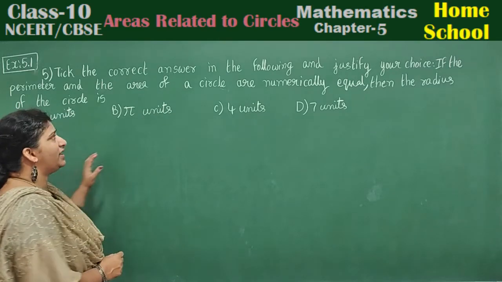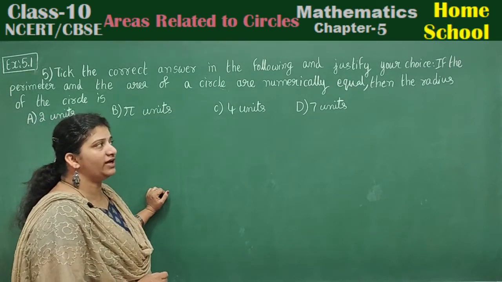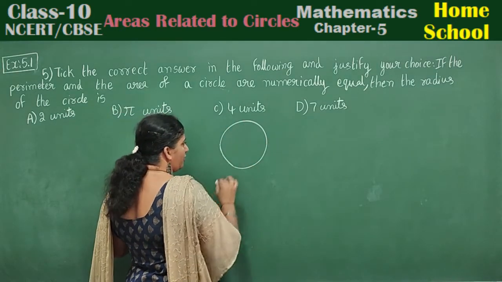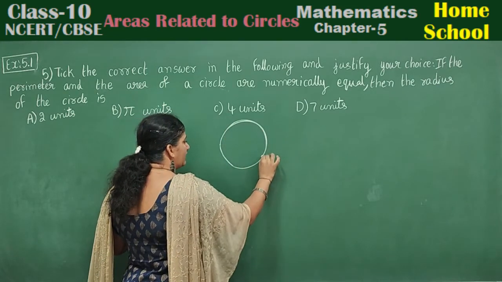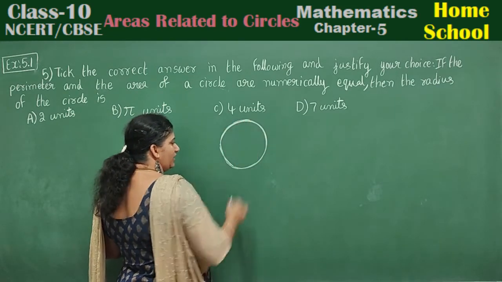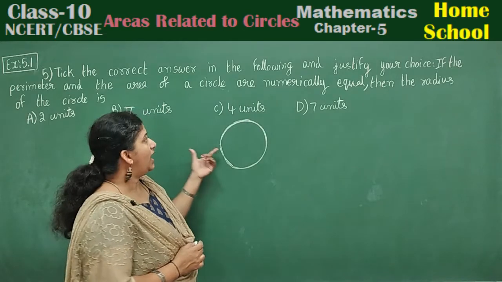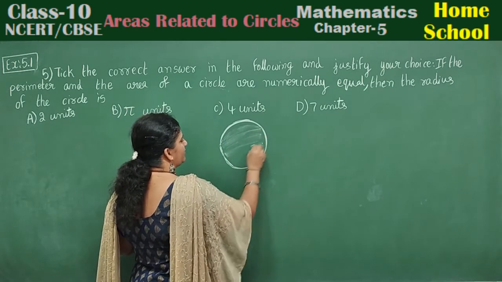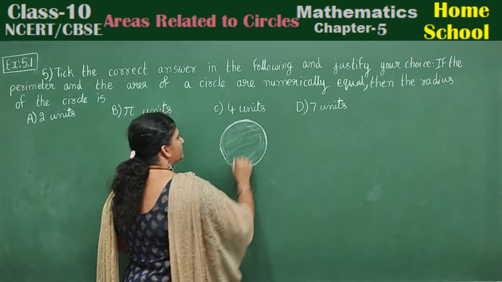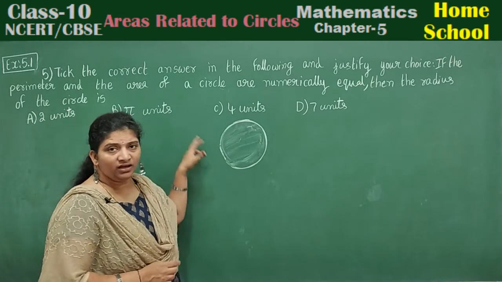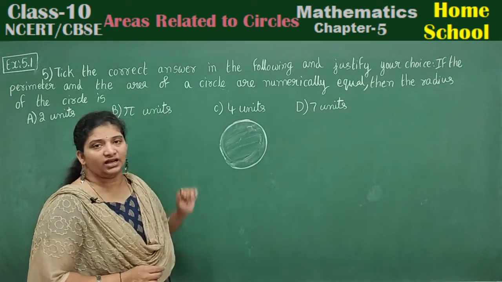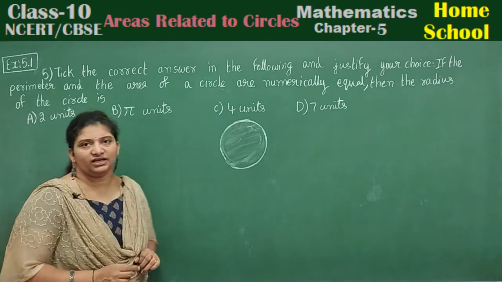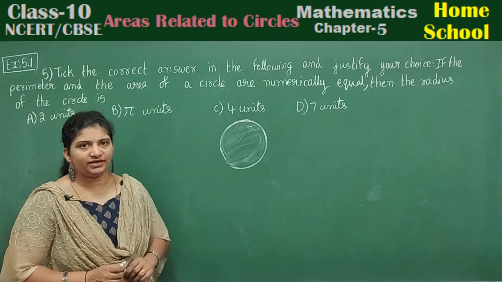If the perimeter and the area of a circle are numerically equal. Okay, let me draw a circle here. What is our problem? The perimeter of a circle means this outer ring. Perimeter of a circle and area of a circle. Area means this part, right? Inside, complete this part. If the perimeter and the area of the circle are numerically equal, then the radius of the circle is, we need to find the radius.